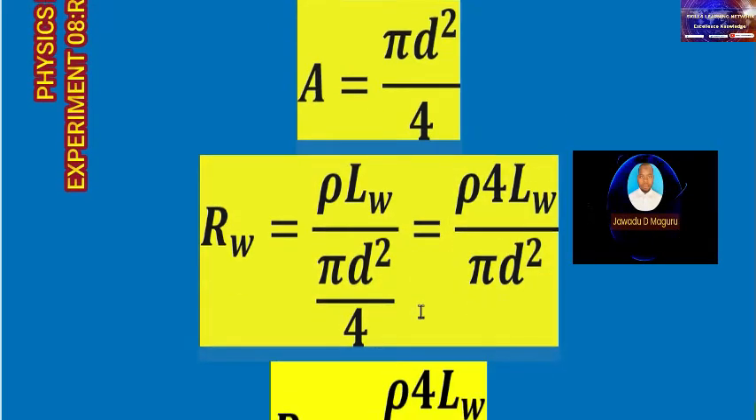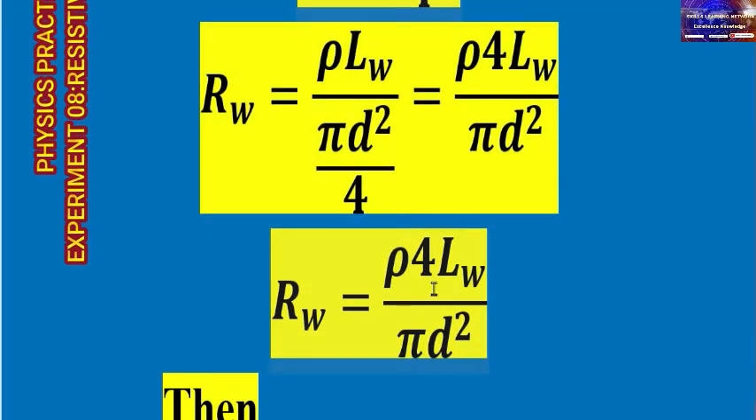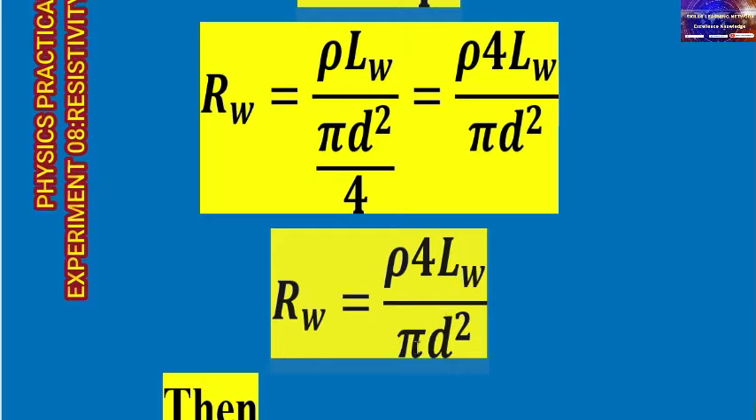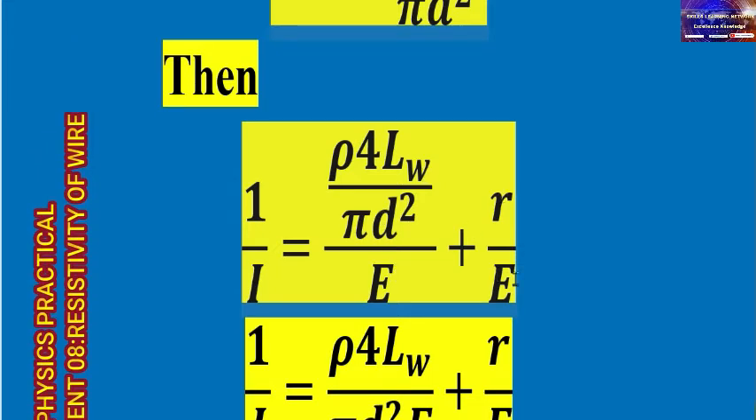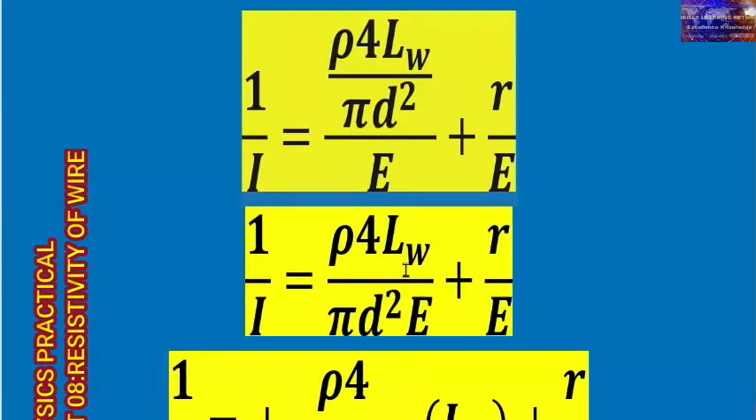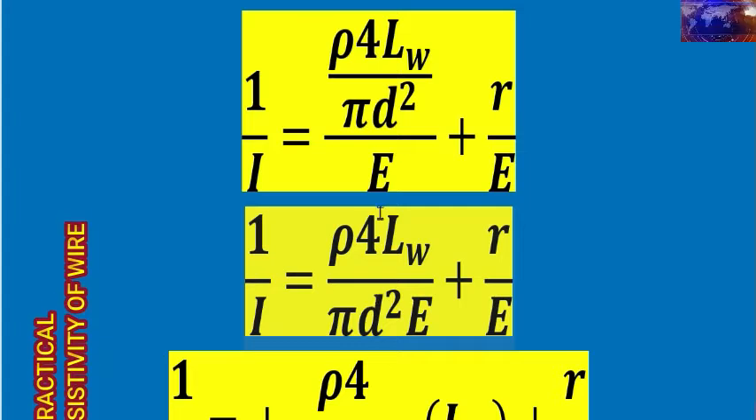Okay, so resistance of wire is equal to resistivity times 4 times the length of wire over pi d square. Then the general equation will be 1 over I is equal to resistivity times 4 times the length of wire over pi d square times EMF, plus R over E. So that is LW. 1 over I is read as the y-axis, and it means we are going to remove L out of this equation.